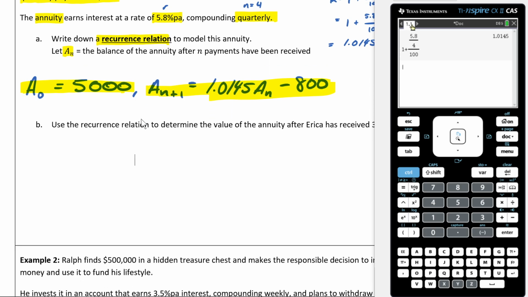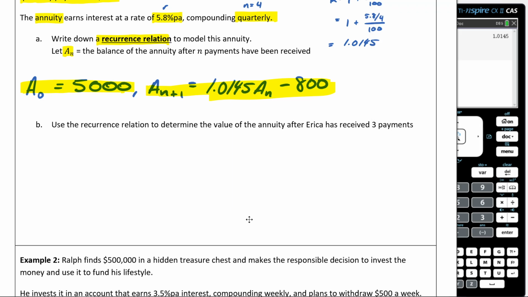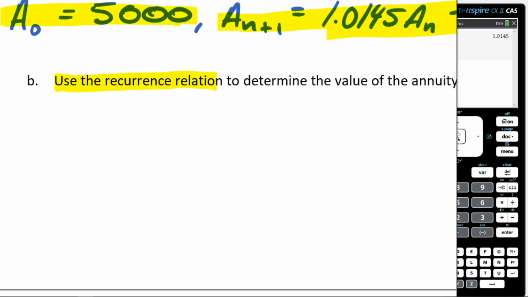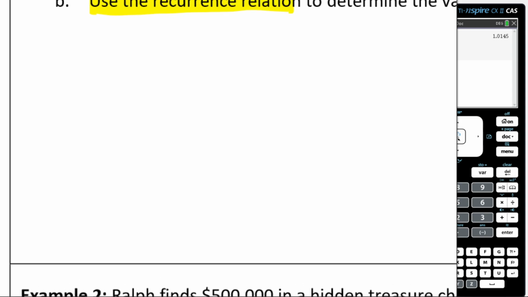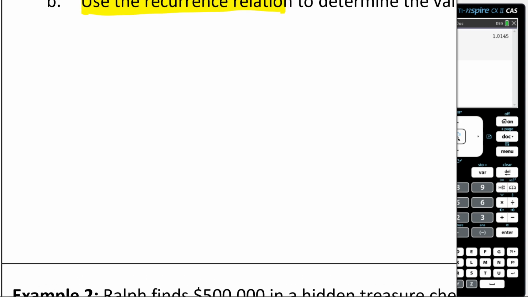Again, it's very, very important that you read the question carefully, because look at what it says here. It says, use the recursion relation to determine the value of the annuity after Erica received three payments. So we actually have to use the recursion, meaning I have to show my working. So let's zoom in here. We're going to have to write a little bit small, but we'll be okay. We're going to begin by saying that A of 0 is 5 grand.